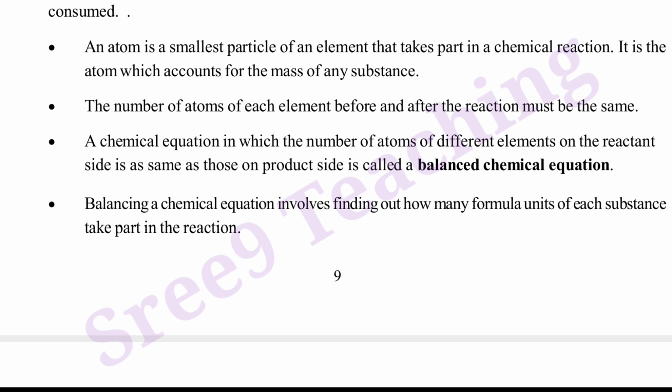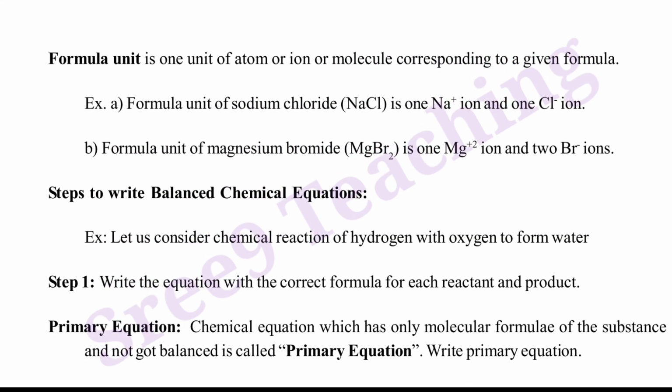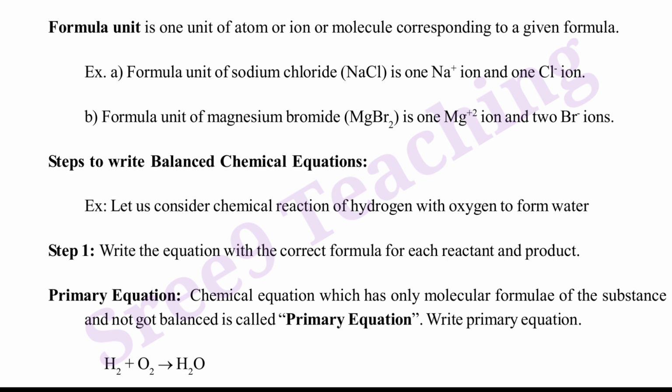Last point: balancing a chemical equation involves finding out how many formula units of each substance take part in the reaction. From the chemical equation we will understand how many formula units, whether one formula unit of hydrogen is reacting with one formula unit of oxygen to give rise to water. Like that we understand how many formula units. But you may ask what a formula unit is. Let us see here.